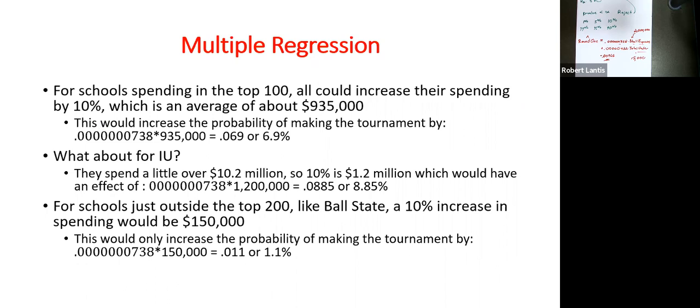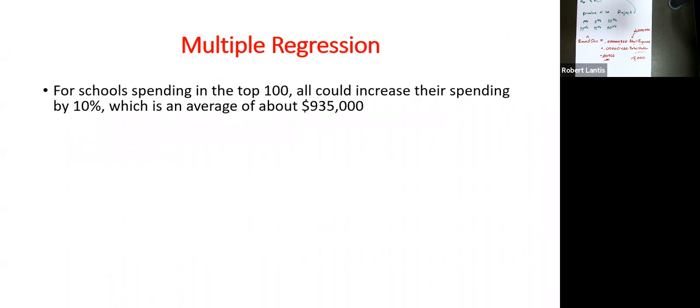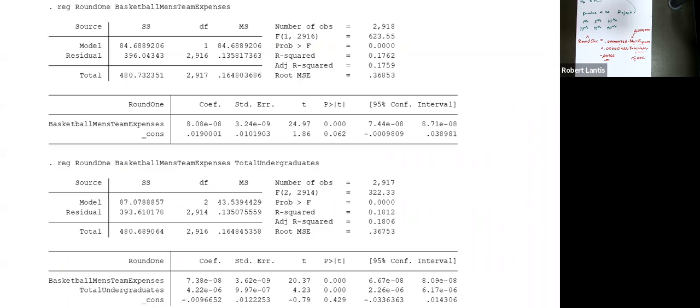So we found a positive effect, and these aren't trivial changes in the probability. But I want to make another point here. We haven't controlled for a lot of other factors, right? And so what are some other things that we might want to control for that might be important omitted variables? Because I think we're still at an R squared of 0.18, right? Yeah, there's still 82% of the variation that we're not explaining.